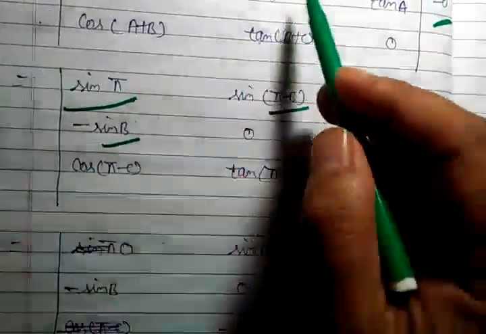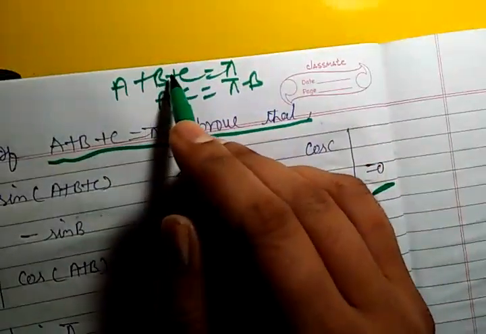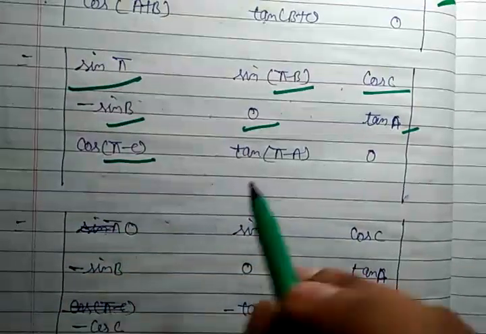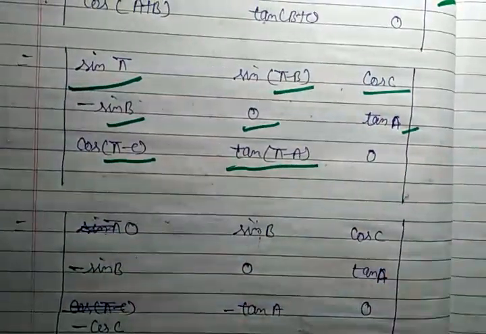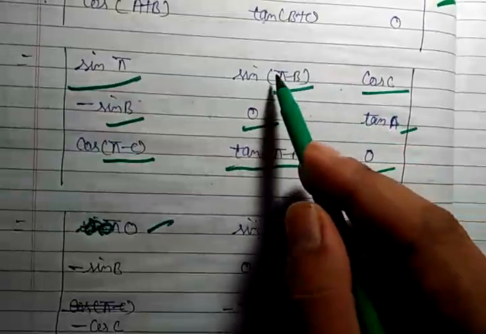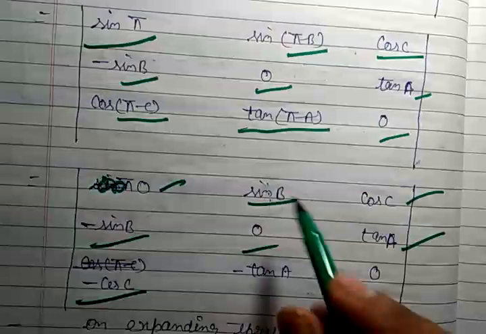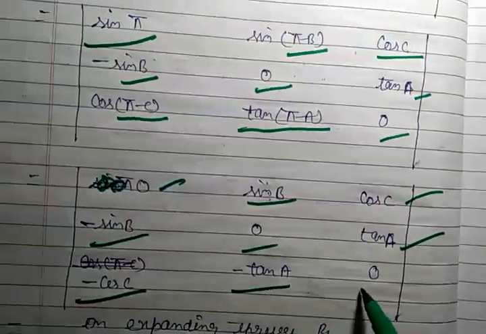And minus sine b is as it is, and 0 is as it is, and tan a is as it is. And here again you will get the value from a plus b, so you will get a plus b equals pi minus c, and here tan of pi minus a after getting the value of b plus c, and here 0. You know the value of sine pi becomes 0, so you will put here 0, and sine of 180 minus b will be sine b, and cos c as it is, and minus sine b as it is, 0 as it is, tan a as it is, and the value of cos of pi minus c will be minus cos c, and tan of pi minus a will be minus tan a, and 0.